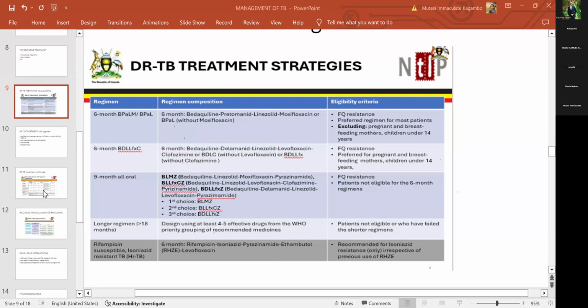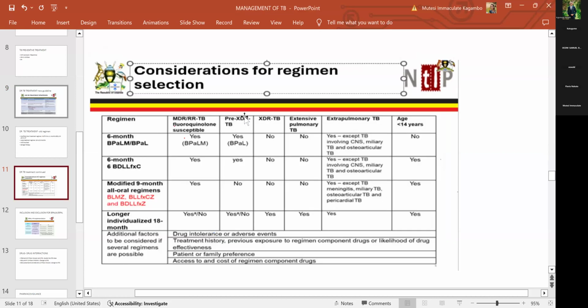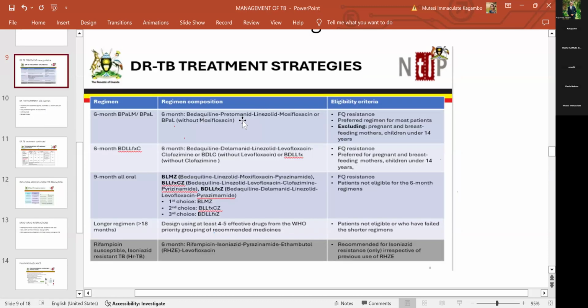Let's move on. Read this, internalize it. It's a guideline from WHO. But know that there's a new drug, pretomanid, that is the one that is causing us to shorten the treatment duration. It's highly effective, and it has been used in other countries already. So the treatment durations have reduced to 6 months because of pretomanid. But where you cannot use pretomanid, then you go for 9 months. And those are the drugs you can use.